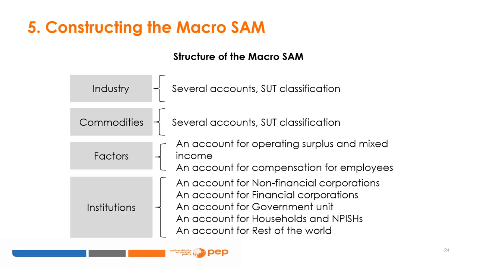The resulting macro SAM is composed of several accounts for industries and commodities that follow the SUT classification. The factor accounts display one account for the compensation of employees and one account for the operating surplus and mixed income. The institutional accounts include an account for non-financial corporations, an account for financial corporations, an account for government units, an account for households and NPISHs, and an account for the rest of the world.